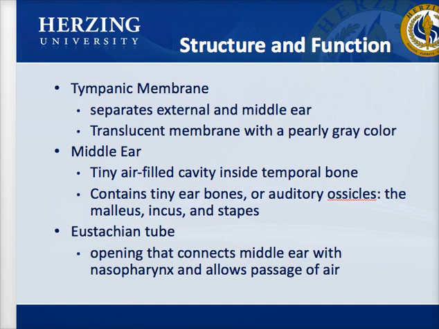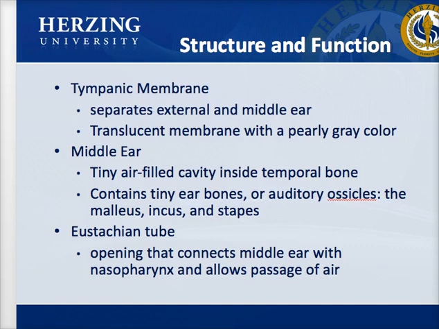Otoscopic inspection of this membrane reveals several features. A prominent cone of light is visible. The malleus pulls at the center of the ear, causing it to appear oval and slightly concave. The umbo, the manubrium, and the short process are parts of the malleus that show through the translucent drum.